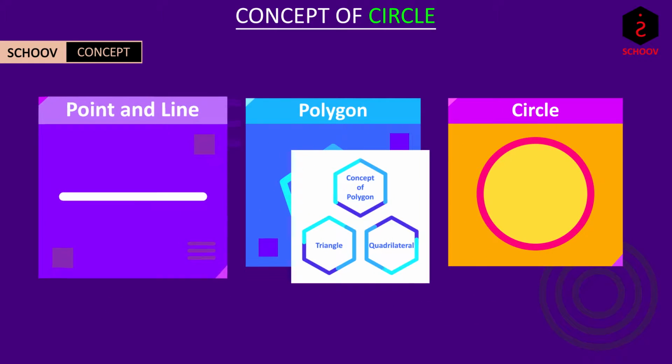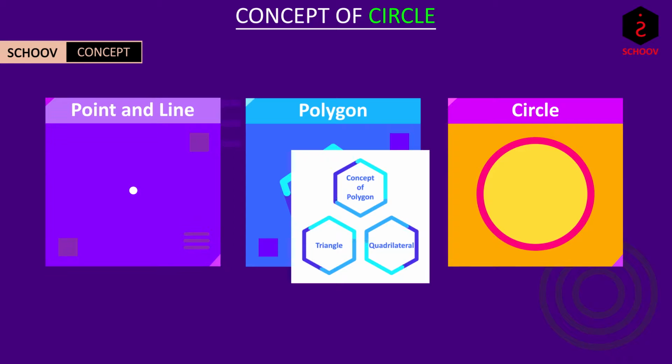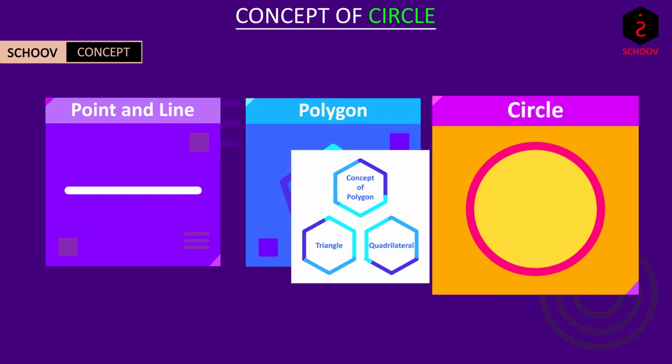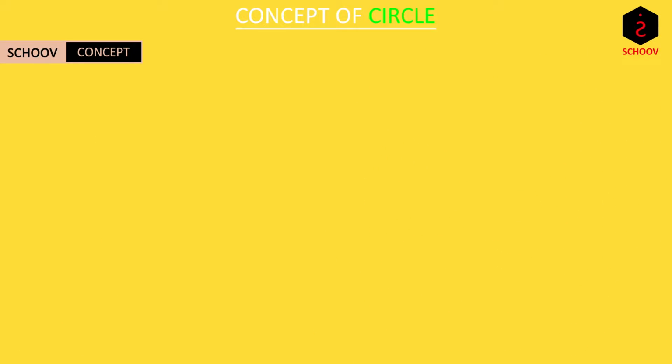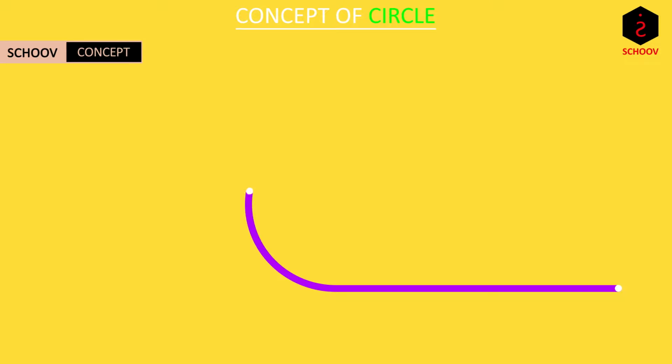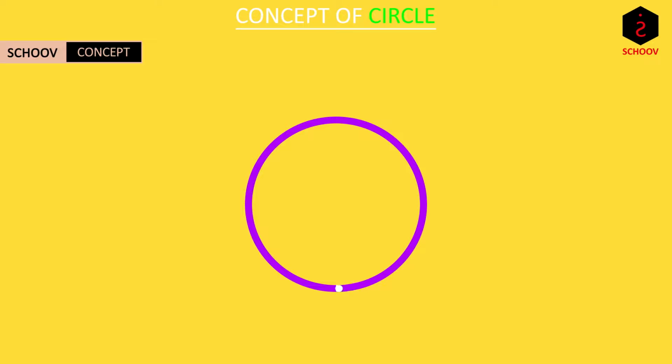You already know what a point and line is, and you might know what a circle looks like. Now, let me ask you this. Can you make a circle from a line segment? Think about it. Well, yes, you can. Bend the line segment like this, such that its end points meet, and you get a circle.